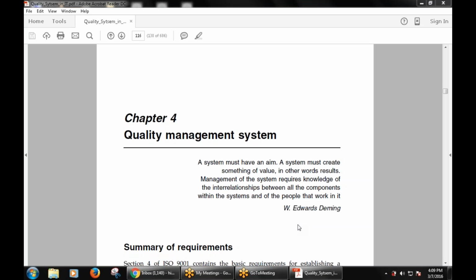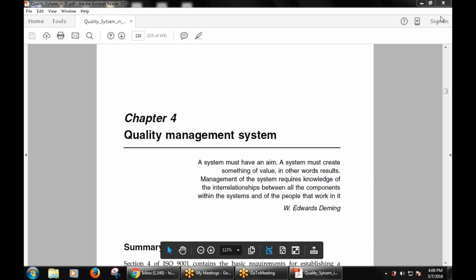Today I'm going to continue with the same module, that is Quality System in IT, and the same chapter, chapter number 4, that is Quality Management System. In the last class we started this chapter and saw what the quality management system is, and what the various options available in it are. So let's start with the previous class session.